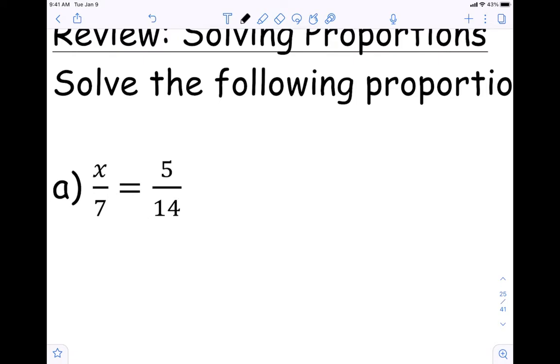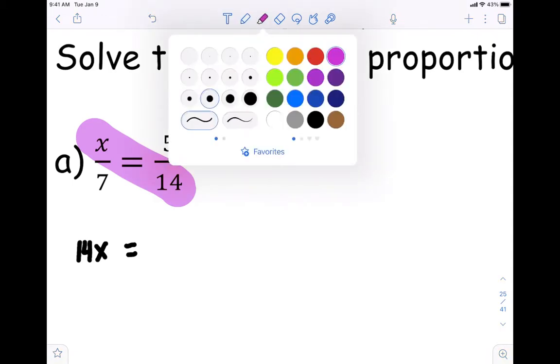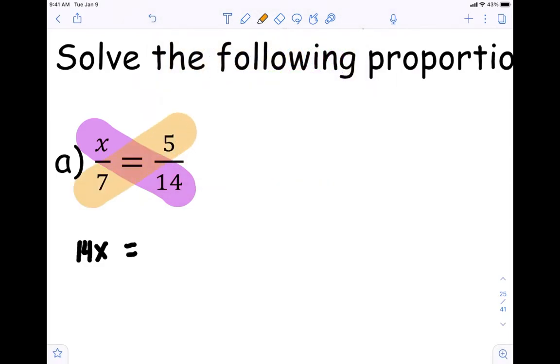Okay, so I'm going to use a color. I'm going to start with these two multiplying. You multiply those two to create the first line of your x. So x times 14 is 14x. Then you put the equal sign. Now you go to the other part of your x. These two multiply together on the other side of your equation. So 7 times 5 is 35.